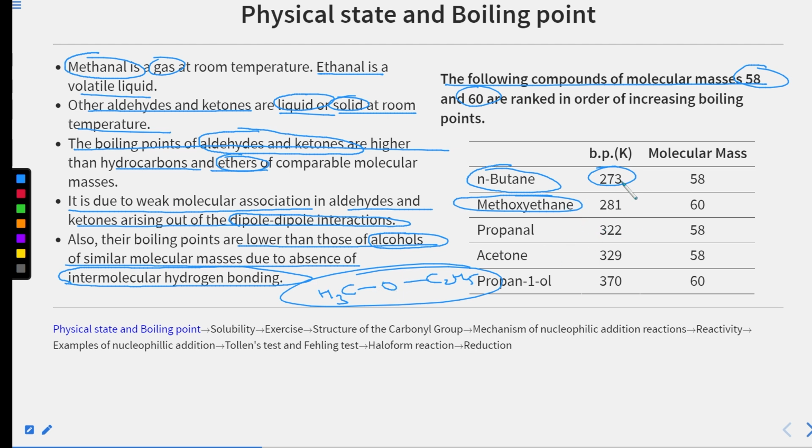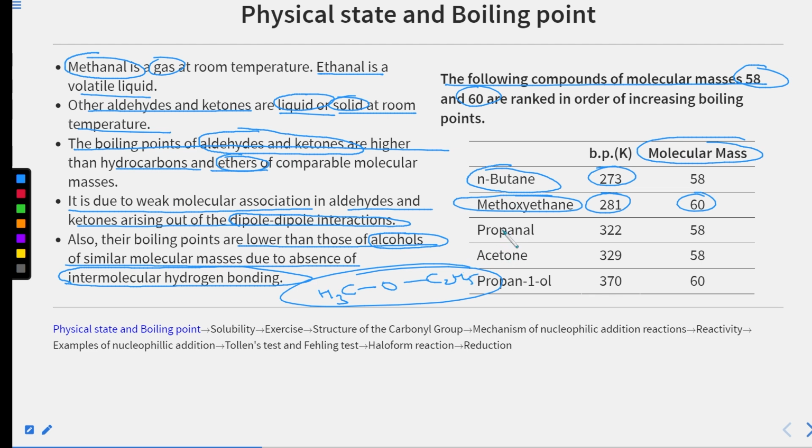Now it has a higher boiling point as compared to N-butane, and you can see that molecular mass has not varied much. It is 60, and I am telling you that a change in molecular mass by such small units like 1 or 2 would not predominantly affect the van der Waals interaction. There should be a large difference in molecular mass, like a difference of 20 or 30, and in that case only we will be able to see this change in boiling point due to van der Waals interaction.